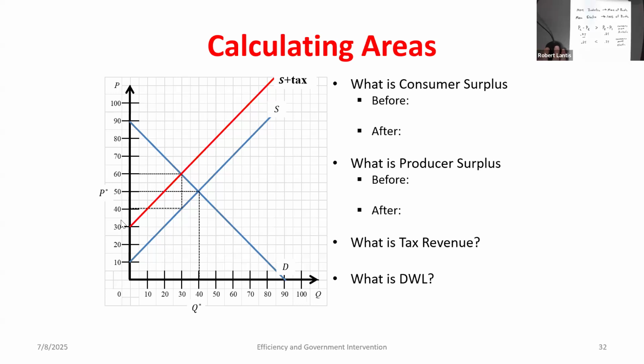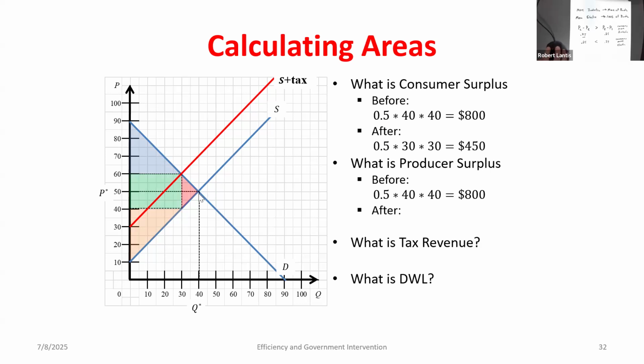Notice, what is consumer surplus before and after this tax? Well, the old equilibrium price is 50. The area above that, below the demand curve, would be this triangle. So 40 times a half. Producer surplus, this lower triangle. So once again, 40 times a half. Producer and consumer surplus both start at 800.